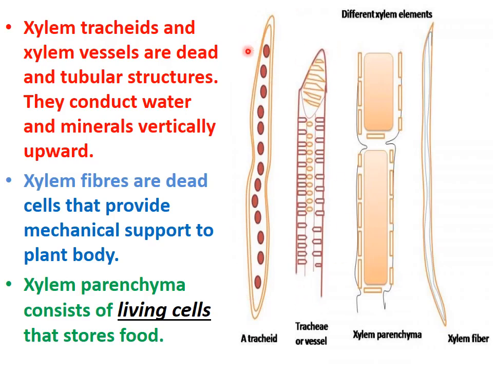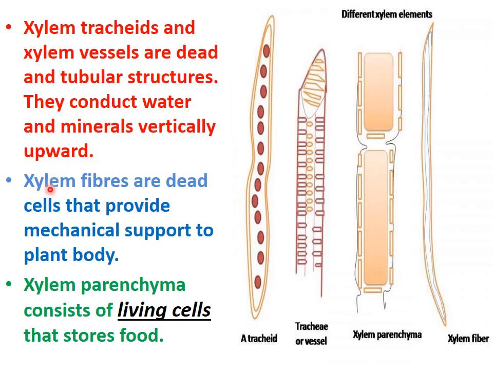And plus they are dead. They are not living, they are dead. And they help in conduction of water and minerals from roots to the top of the plants. Means vertically upward. Roots are present below, so that's why it is upward. So vertically upward conduction of water and minerals takes place through xylem tracheids and xylem vessels of xylem.